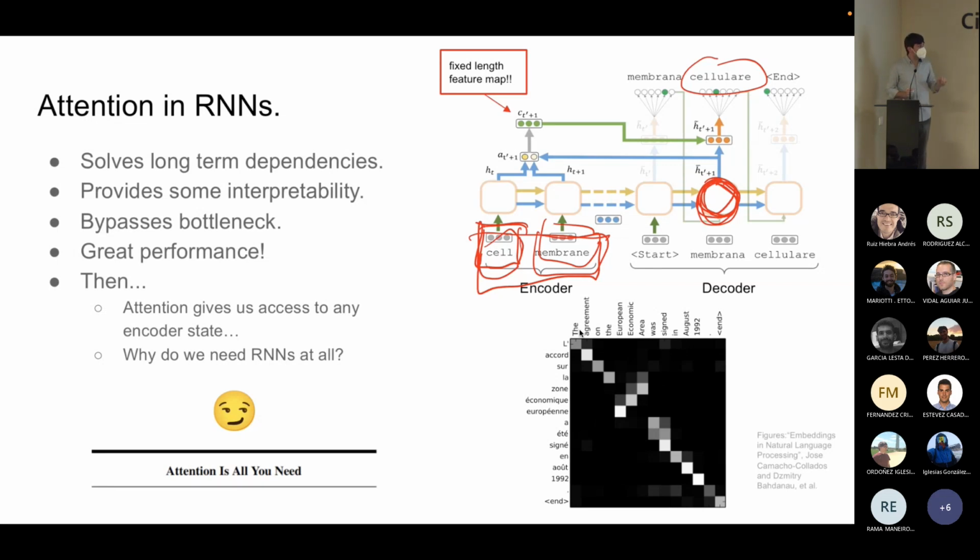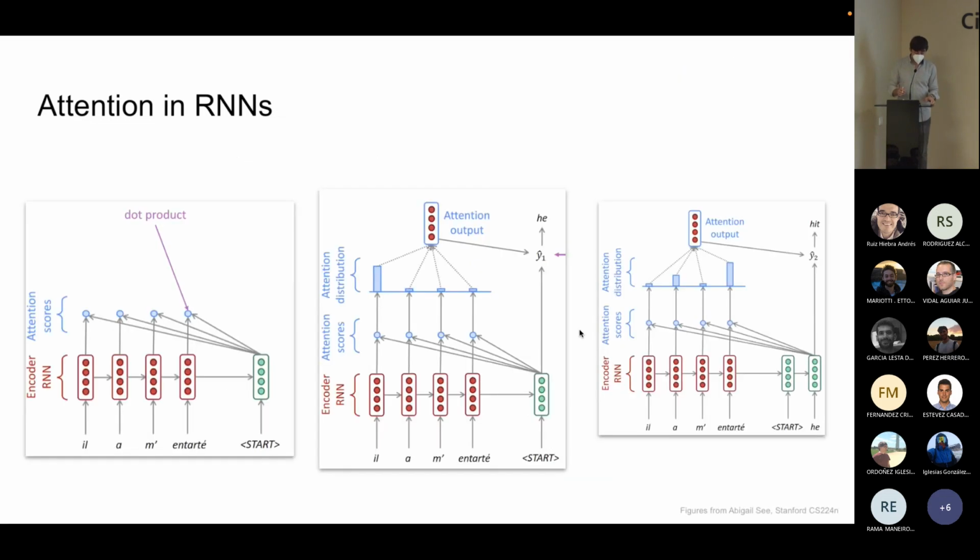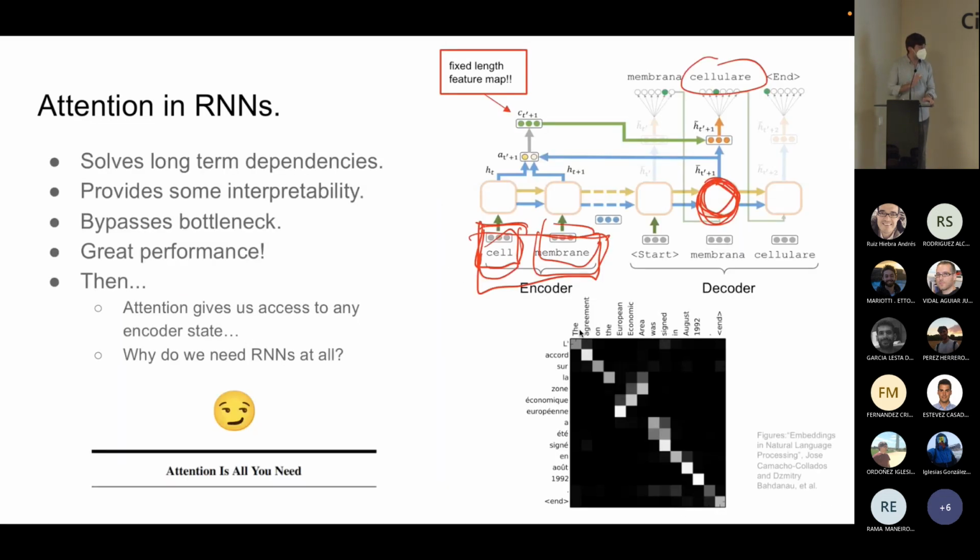Then they saw that this worked really well, but it was really complex because we have the RNN, maybe the improvements on top of the RNN, like the LSTM, and then on top of all of that, we have the attention mechanism. So the natural question is, if attention gives us access to any encoder state, why do we need RNNs in the first place? So the big move was to remove the RNNs and keep the attention.